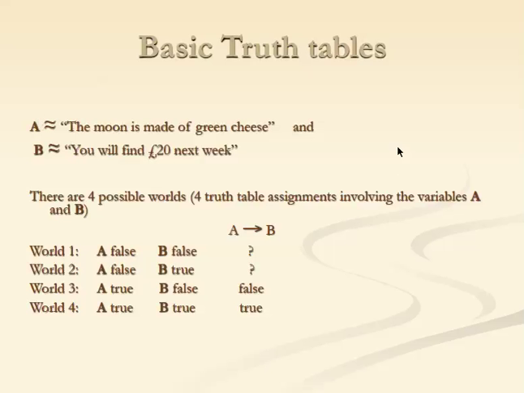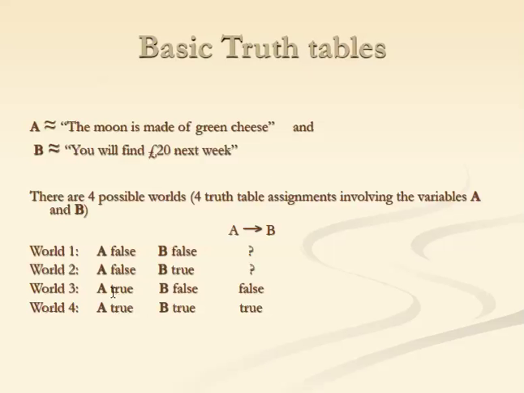So there are 4 possible worlds we can live in. You might say at the moment B is not even real, it hasn't been actualized. We don't know if you will find the 20 pounds or not. But the way we treat it in logic is that we have the statements A and B, and there are 4 different situations that can occur with regard to these 2 statements. In one of the worlds, both statements could be false. One could be false, one could be true, and so forth. We have these combinations.